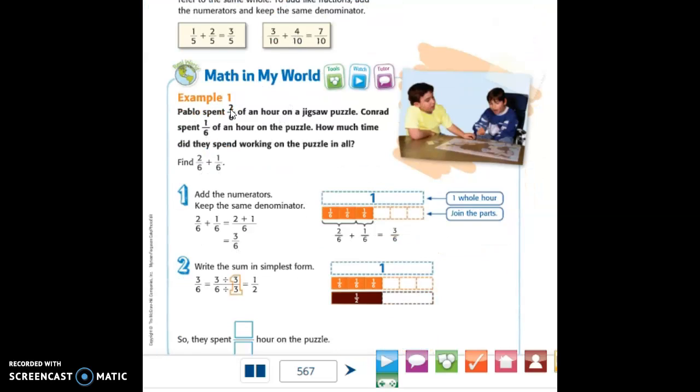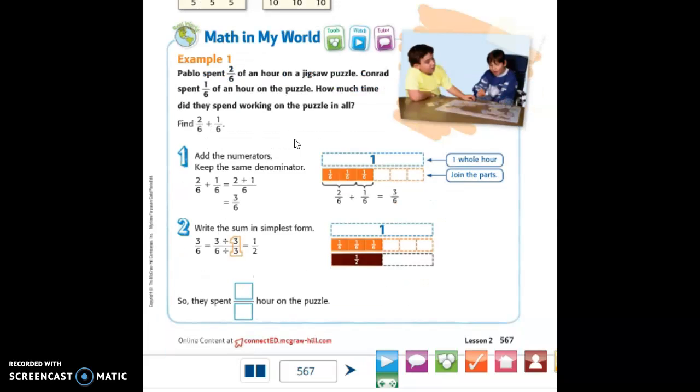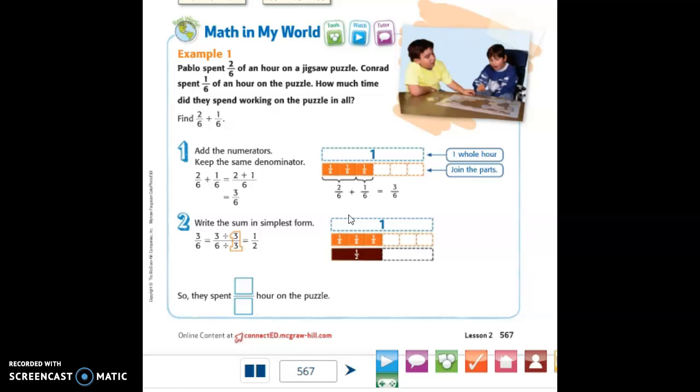There's another example. So here we've got Pablo spent 2/6 of an hour on a jigsaw puzzle. Conrad spent 1/6 of an hour on the puzzle. How much time did they spend working on the puzzle in all? Here's the equation we're trying to find. They did show us a model here. We've got sixths, and we've got Pablo's 2/6 and Conrad's 1/6. And that denominator doesn't change because we still only get the same parts of the whole. And then we get 3/6.